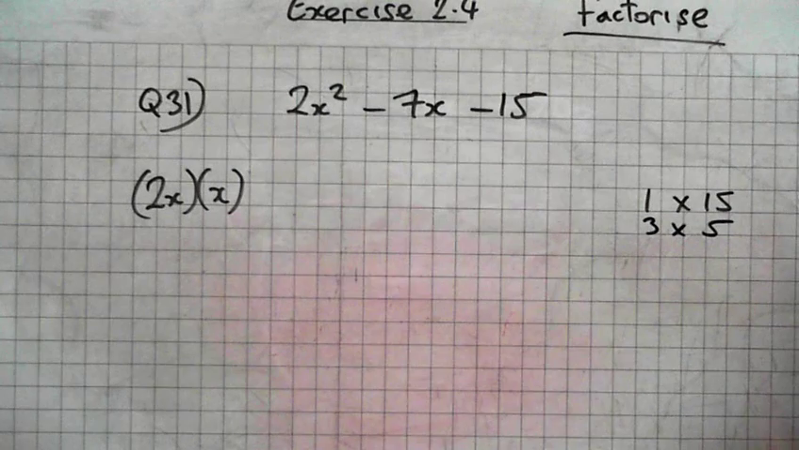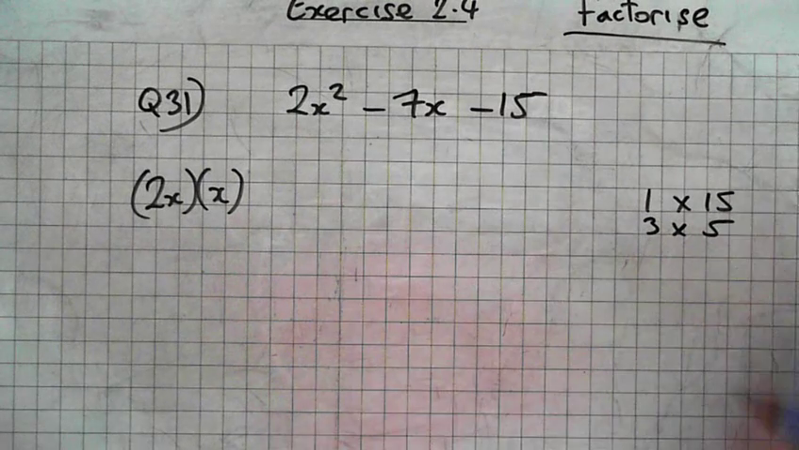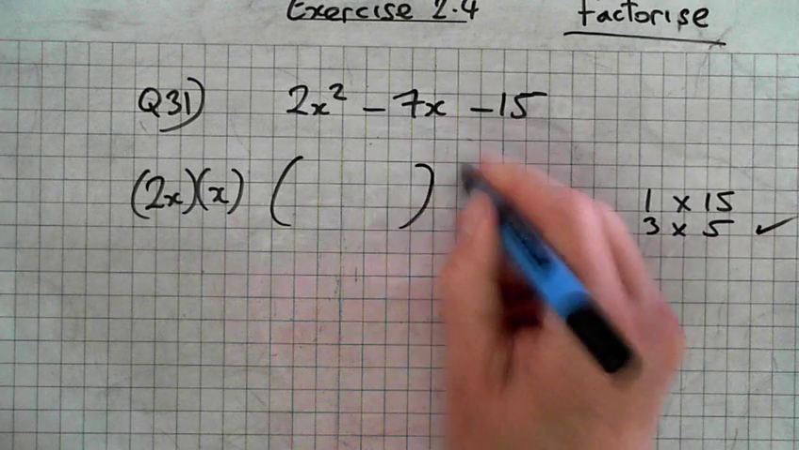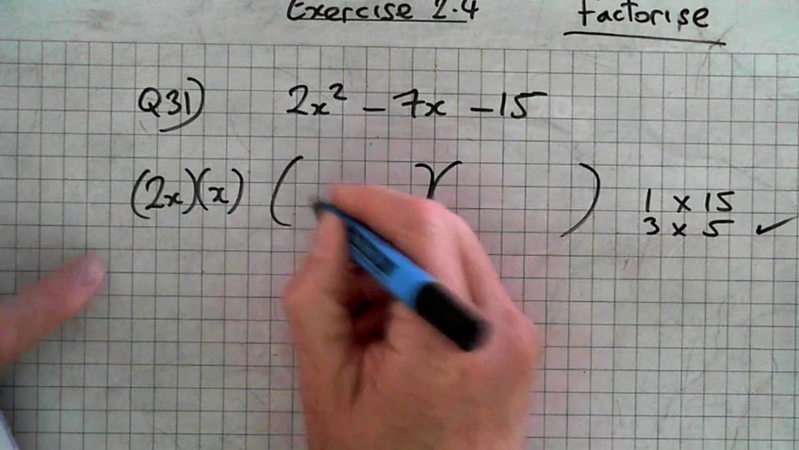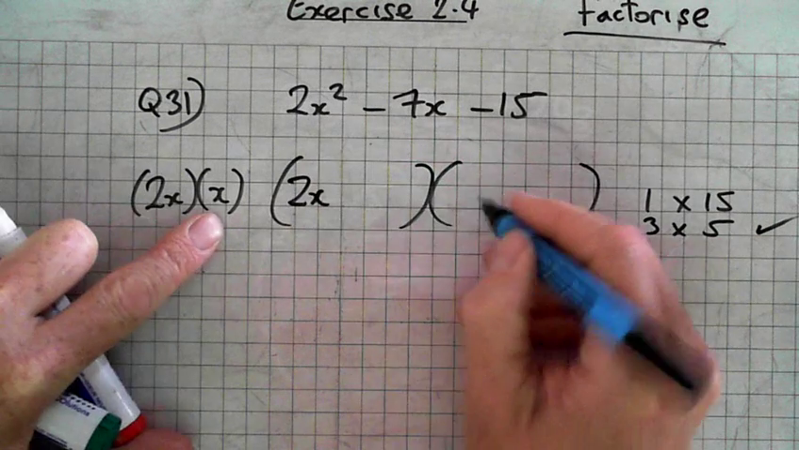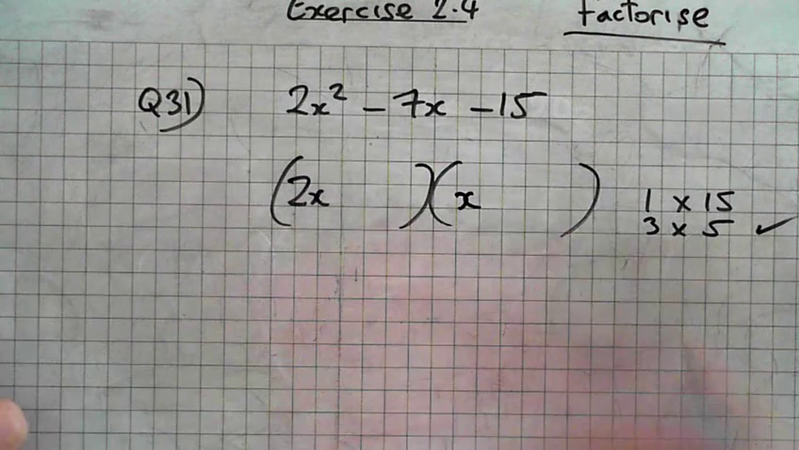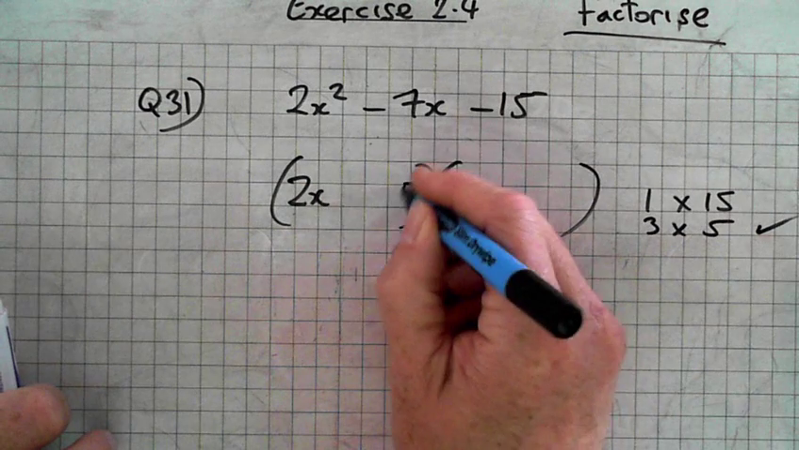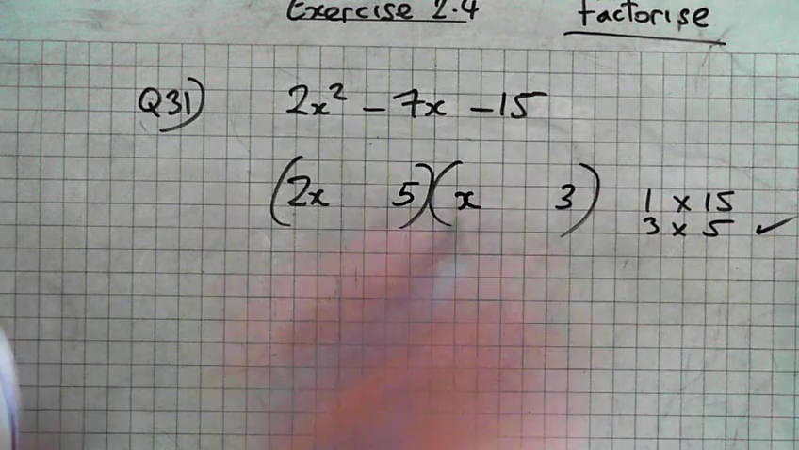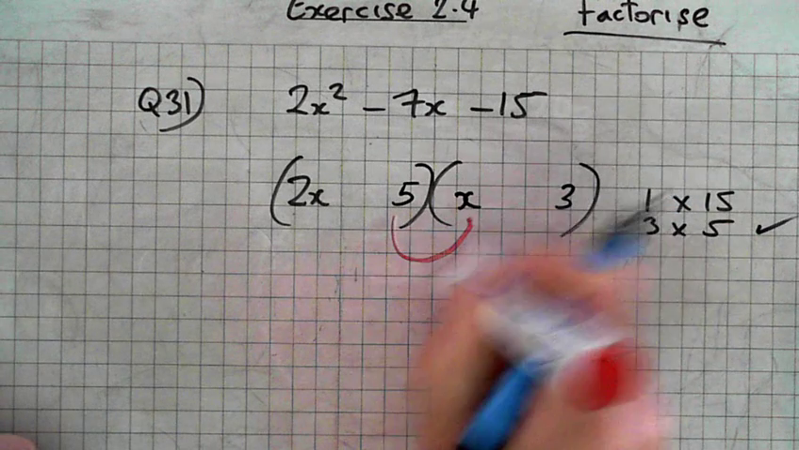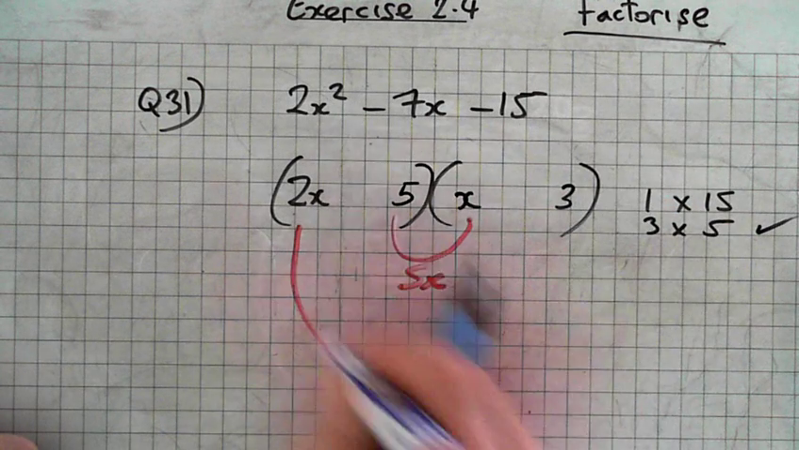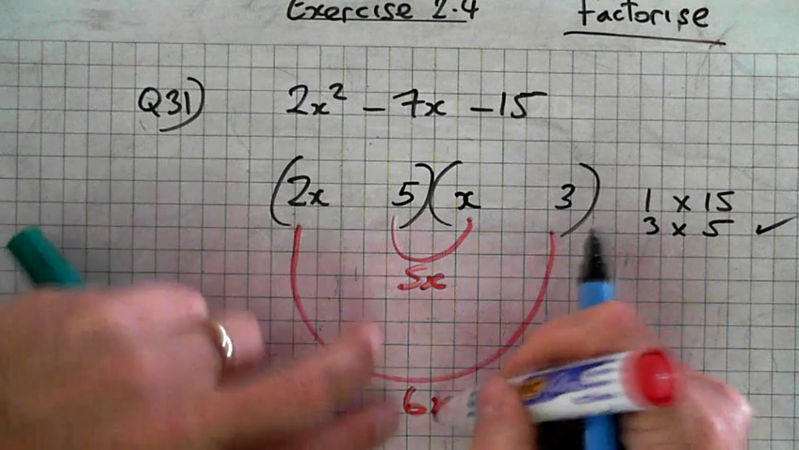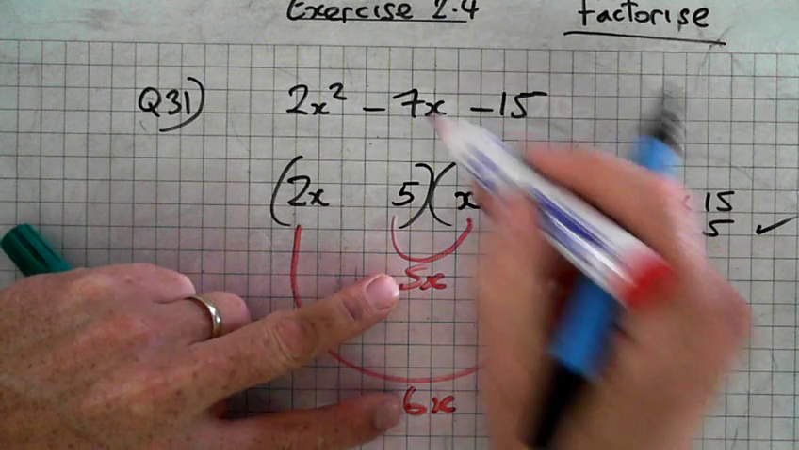It's not obvious which pair adds up to 7, is it? So always check with the bottom pair first. So put in 2x there and x goes here. Alright, we'll check it with the 5 and the 3. If I put the 5 there first and the 3 there, do your check. 5 times x is 5x. 2x times 3 is 6x. Can I add or subtract 6x and 5x to get 7x?